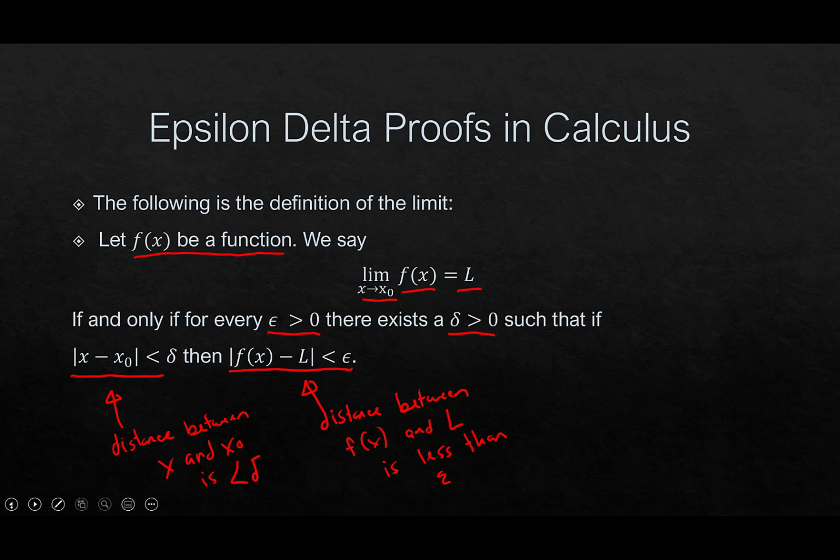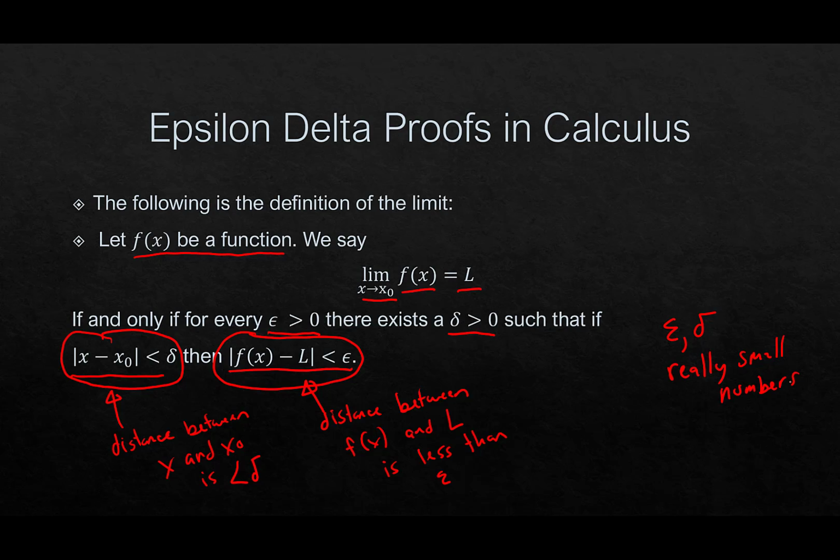So if you really unpack this definition here, we're saying that if x is really close to x naught, then f is really, really close to L. So when you're thinking about epsilon and deltas, think about these as really small numbers. Okay, because again, we want to get as close to x naught as possible, and at the same time we want f of x to be as close to L as possible. Okay, so that's how mathematicians made this idea of closeness rigorous. They're using the absolute value and then these really small numbers, epsilon and deltas.